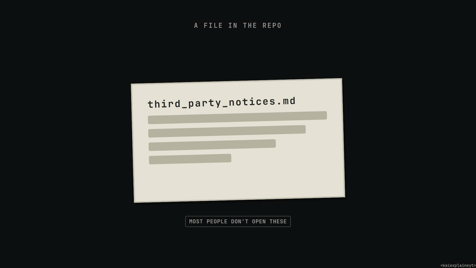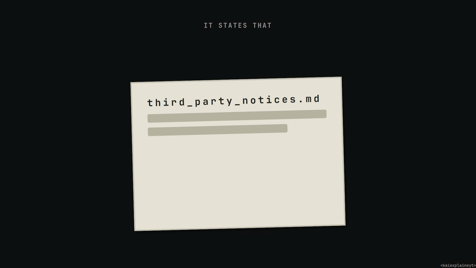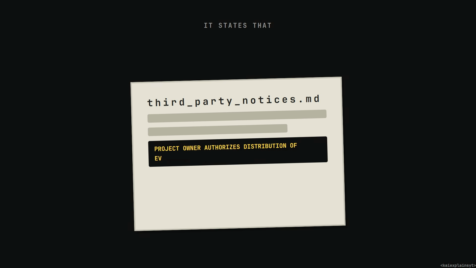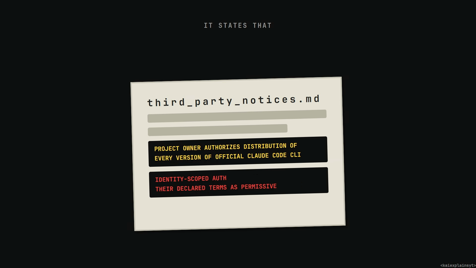Most people don't open these. I didn't open it the first time I cloned the repo. When someone flagged it, I went back and read it, and it states that the project owner authorizes distribution of every version of the official Claude Code CLI and platform payloads, and then adds that this identity-scoped authorization does not classify their declared terms as permissive.